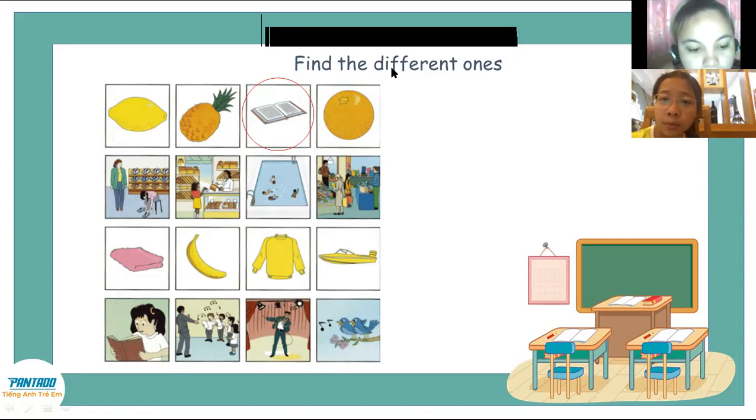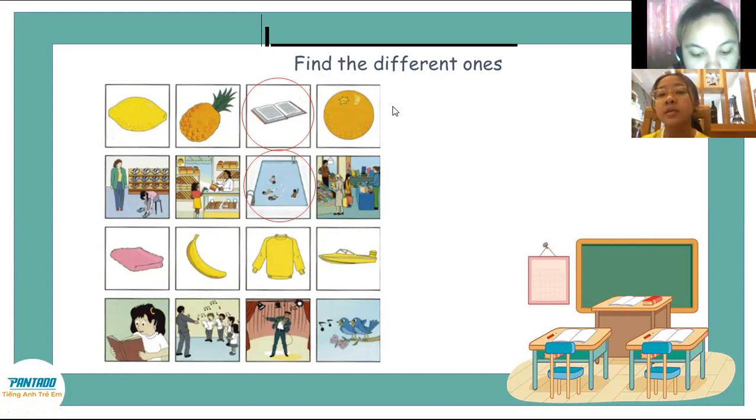They are swimming in the swimming pool. Okay, wait a minute. Okay, so your answer in number two is the picture in the swimming pool. Okay, why is this your answer? Because picture one, picture two, and picture four, they are in the shop. Yeah, very good. They are inside or in the shop.